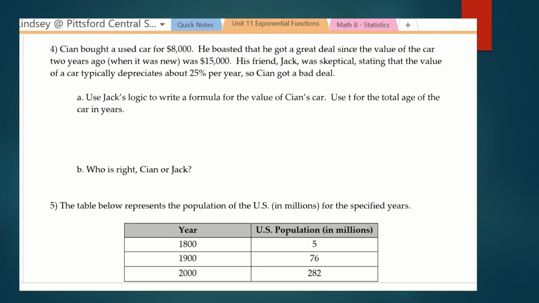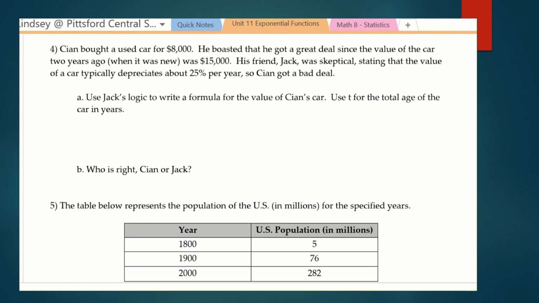All right, Cyan bought a used car for $8,000. He boasted that he got a great deal since the value of the car 2 years ago, when it was new, was $15,000. His friend Jack was skeptical, stating that the value of a car typically depreciates about 25% per year. So Cyan got a bad deal. Use Jack's logic to write a formula for the value of Cyan's car. Use T for the total age of the car in years.